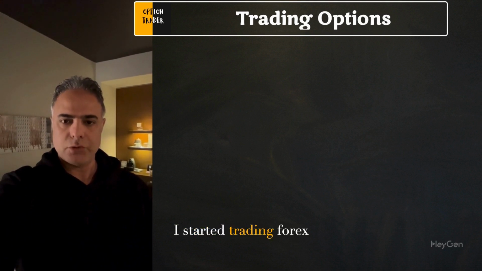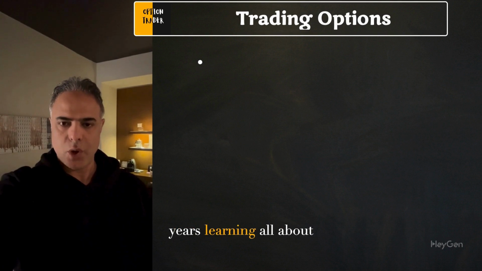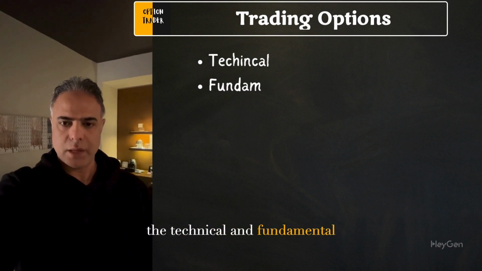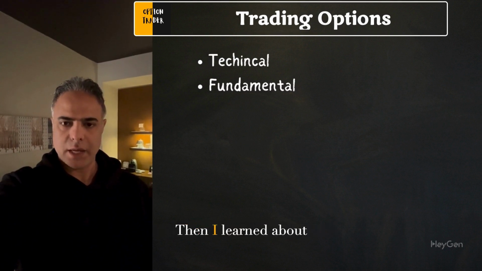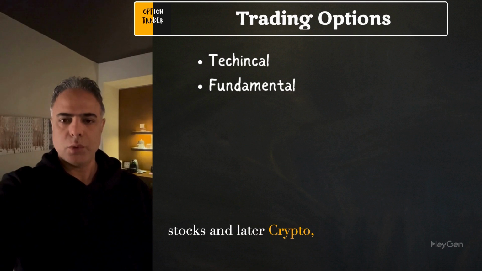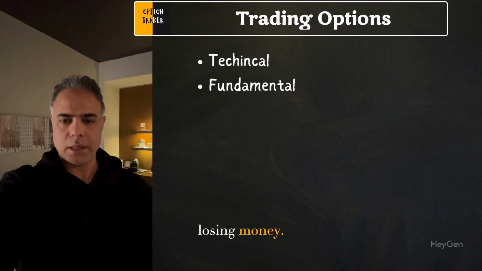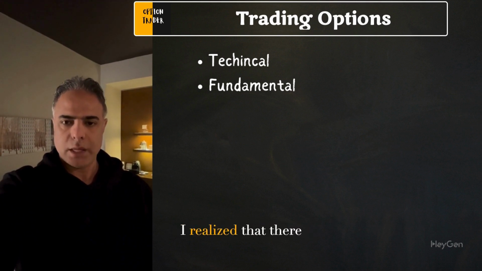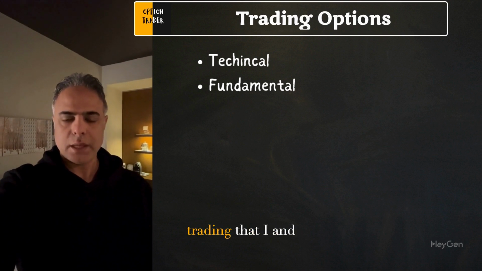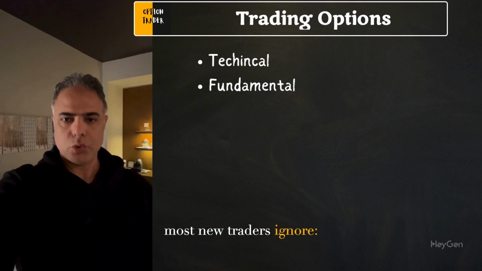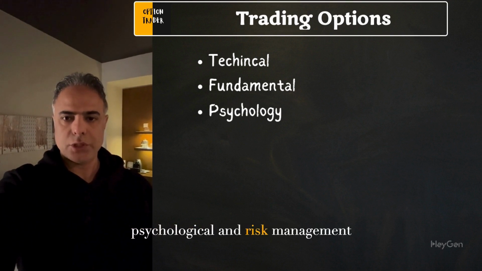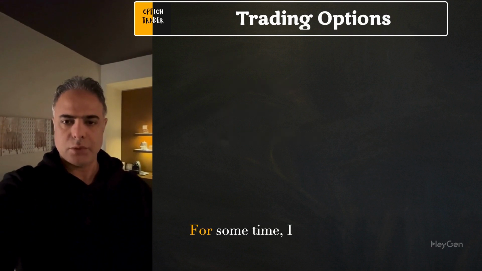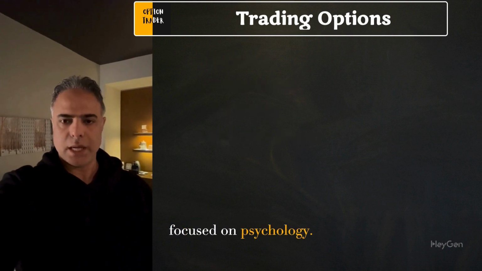I started trading Forex 10 years ago and spent 2 to 3 years learning all about the technical and fundamental aspects of trading. Then I learned about stocks and later crypto, but I was still losing money. I wondered, what is holding me from making money? I realized that there are 2 parts to trading that I and most new traders ignore: the psychological and risk management wings of trading. For some time, I focused on psychology.